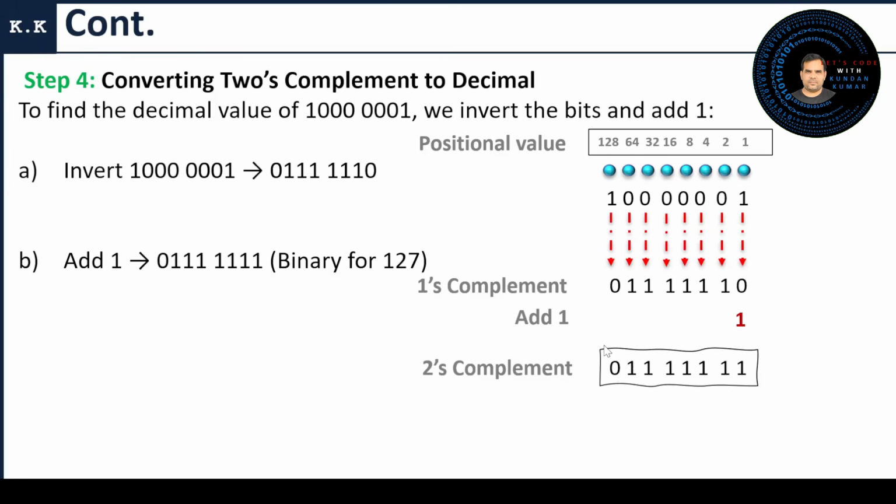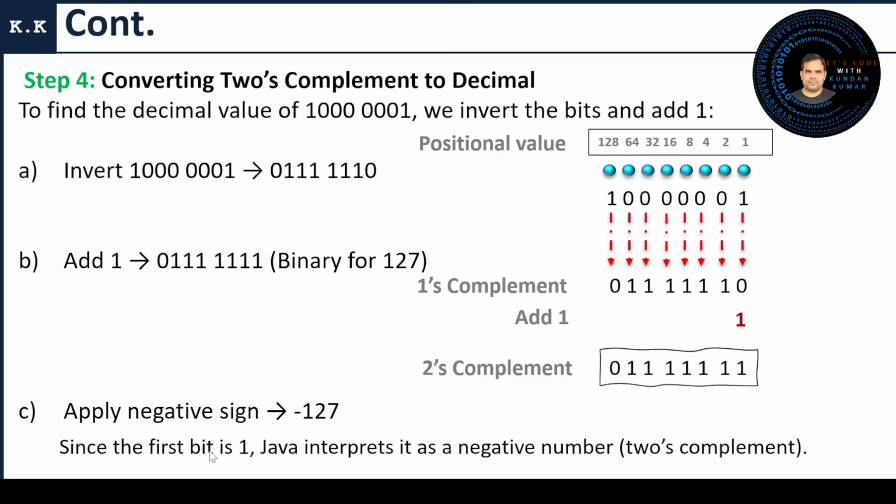Now you can see in the beginning, the first bit was 1, so we apply a negative sign to this 127. Why? Because the first bit, or leftmost bit, was 1, Java interprets it as a negative number. Thus, the value stored in b is negative 127 instead of 129. So guys, hope you have understood. If you have not, please rewind, pause, and understand the analogy of the glass. That is an unforgettable demonstration, I believe.